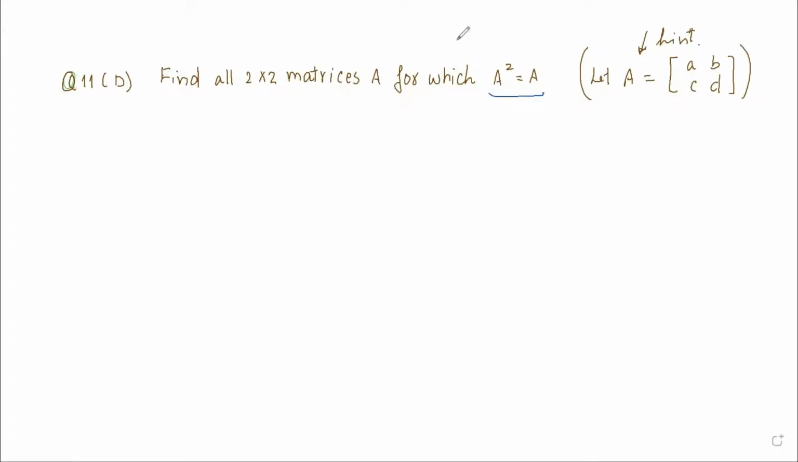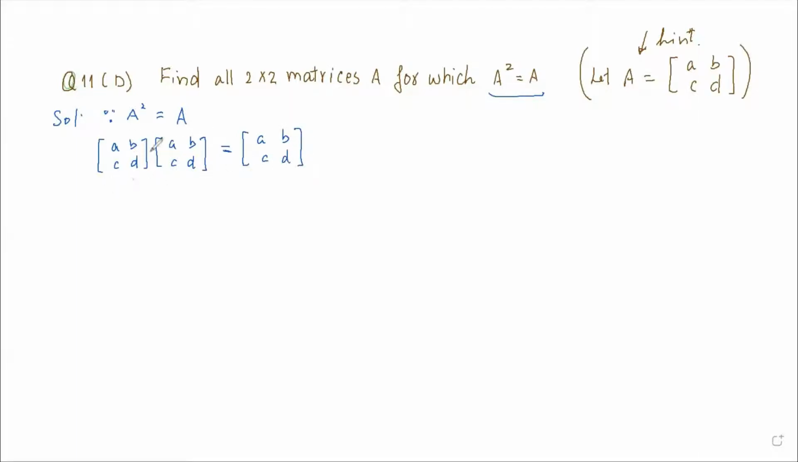Now the solution. Because we have A squared equal to A, we replace it, so it becomes matrix A times matrix A. So we have [A, B; C, D] times [A, B; C, D] equal to the matrix [A, B; C, D].